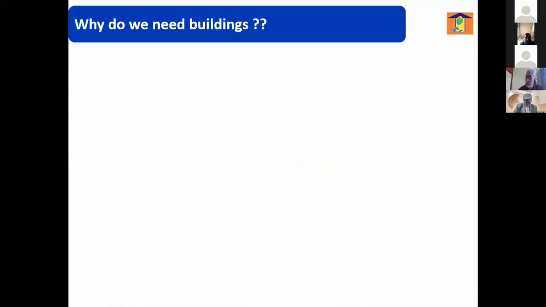And if our buildings are able to meet the very basic requirement. The first question, why do we need buildings? The answer is very basic and very simple. It is required to give us comfort. It is required to protect us from climate.